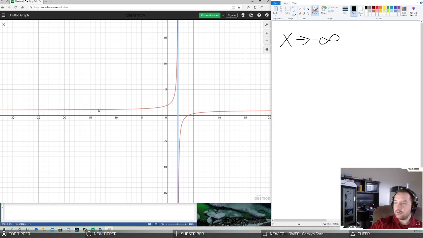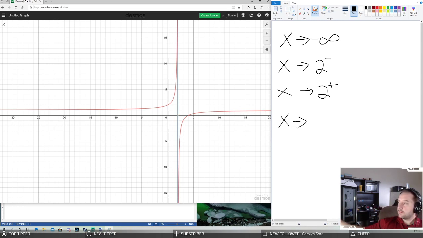And then moving along, then it's approaching this 2 here. So I'm going to say x is approaching 2 from the negative. So it's approaching it from this side. And then it's also approaching it from this side. So I'm going to say x is approaching 2 from the positive side. So it's approaching it from this side. And then what is my x doing here? It's going to positive infinity. So x is going to positive infinity.